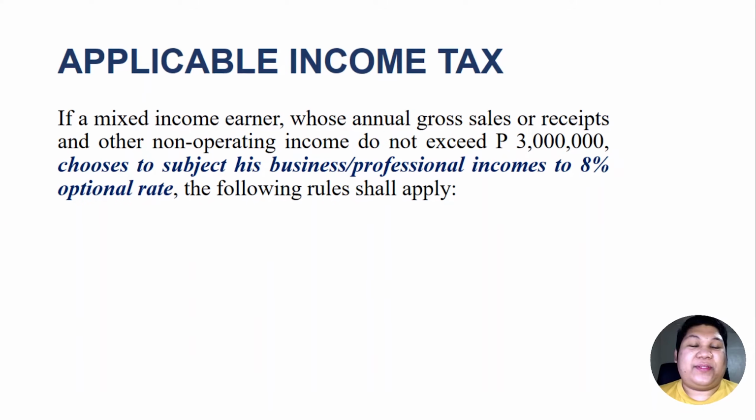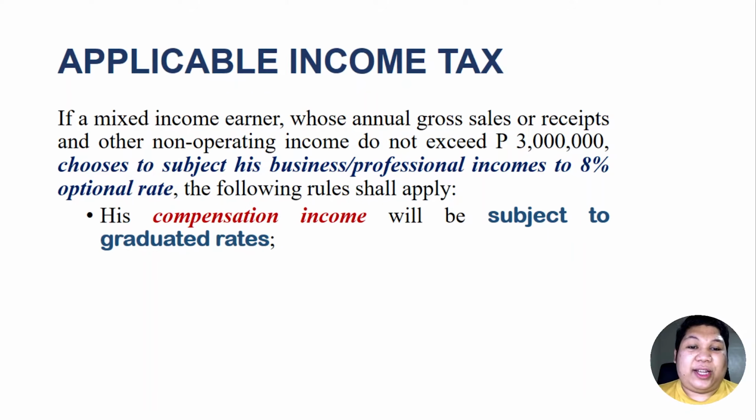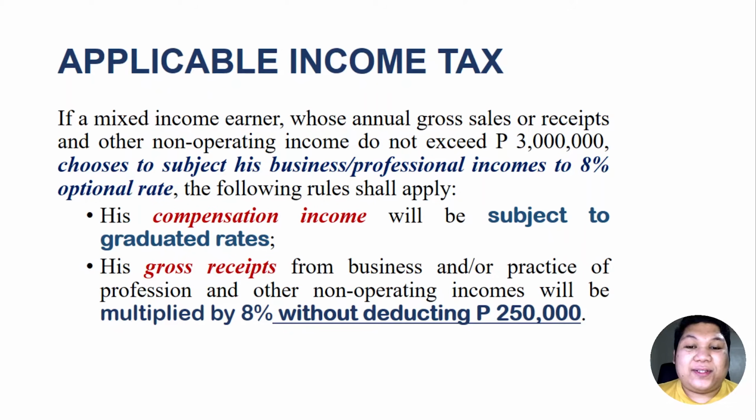If a mixed income earner whose annual gross sales or receipts and other non-operating income do not exceed 3 million chooses to subject his business or professional income to the 8% optional rate, the following rules shall apply. Number one, his compensation income will be subject to the graduated rates. And that is always. Compensation income, graduated rates. Always. While his gross receipts from business and or practice of profession and other non-operating incomes will be multiplied by 8% without deducting the 250,000 pesos.